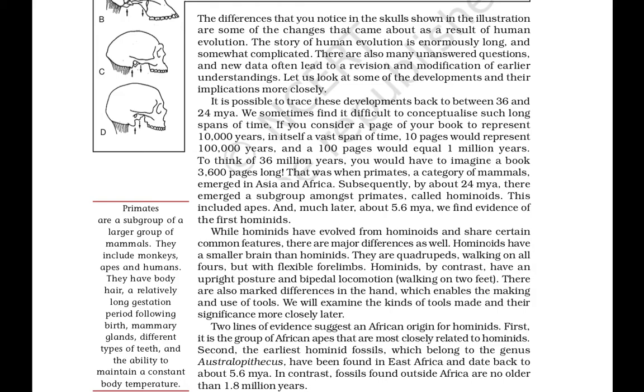Subsequently, by about 24 million years, there emerged a subgroup amongst primates called hominoids. This included apes, and much later, about 5.6 million years ago, we find evidence of the first hominids.